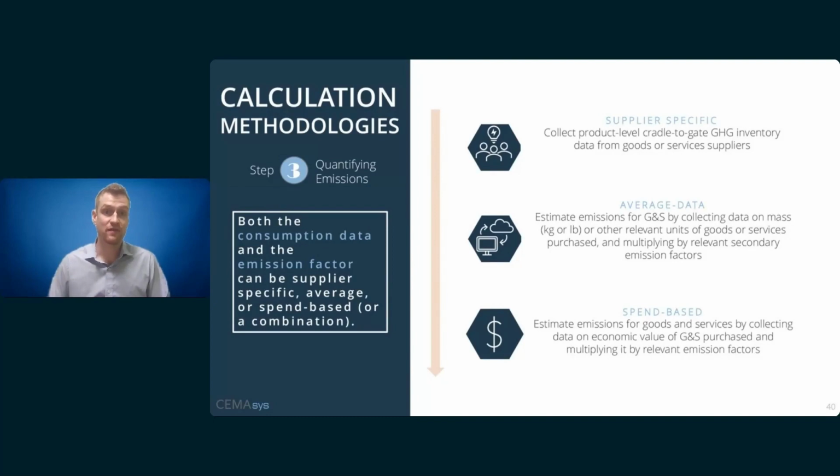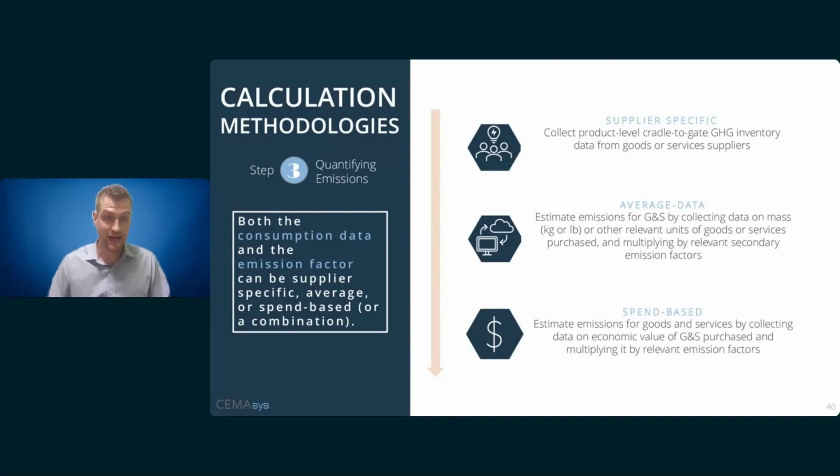In the average data method, you would use your purchase records to see that you acquired 1 unit of paper from your supplier, and you would multiply this by an average emission factor for paper developed by looking at the emissions of many paper suppliers, typically calculated by a third-party researcher or contained in a database.